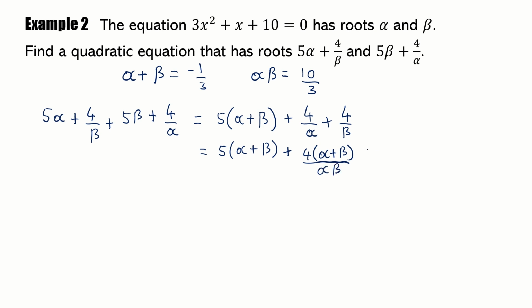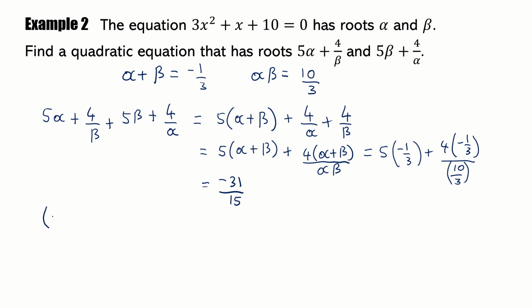So therefore that's good, because this means we've expressed the sum of the roots in terms of these things that we've already found before, alpha plus beta and alpha beta. So therefore we are going to need to do 5 times by minus 1/3 plus 4 lots of minus 1/3 divided by 10/3. That will come to minus 31 over 15.